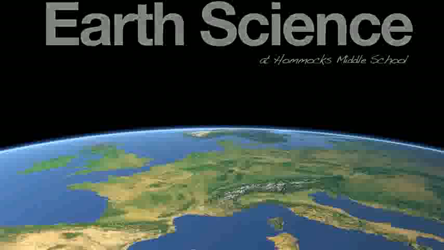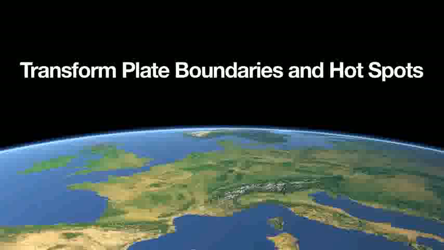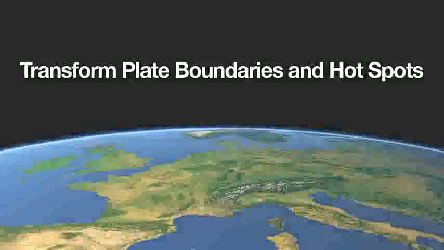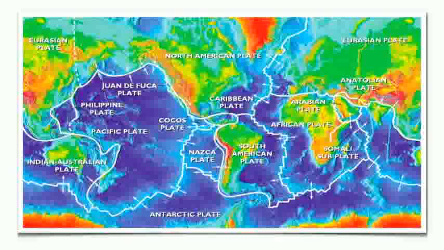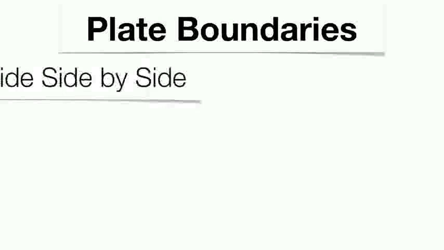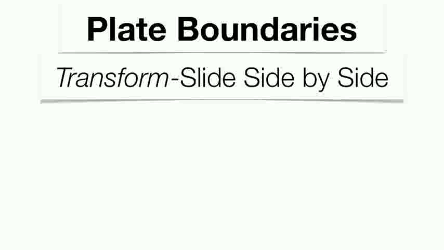Today we're going to be talking about transform plate boundaries and hotspots. The most prominent transform plate boundary we have on the planet is right here in the United States, right in California. Okay, that's going to be the San Andreas Fault. Transform plate boundary just means when two plates slide side by side next to each other, traveling in opposite directions.